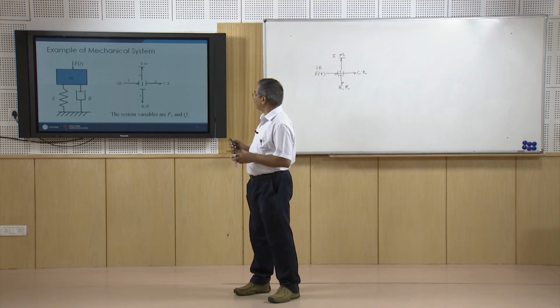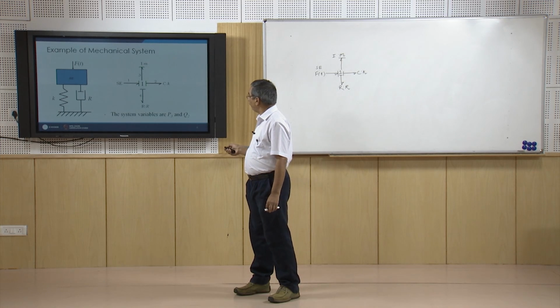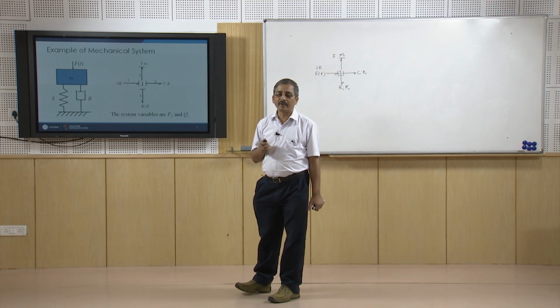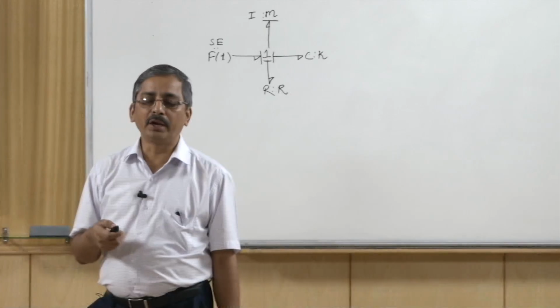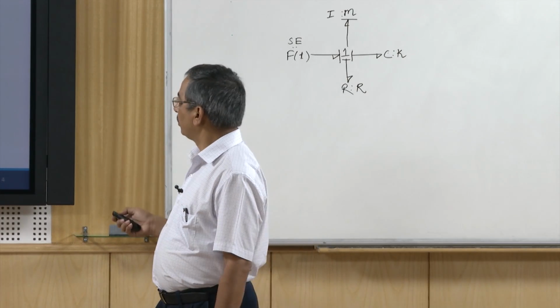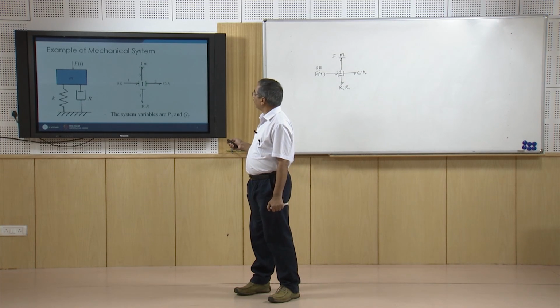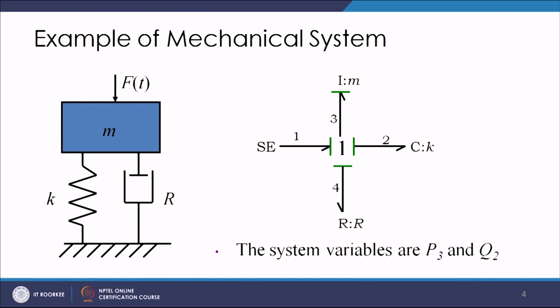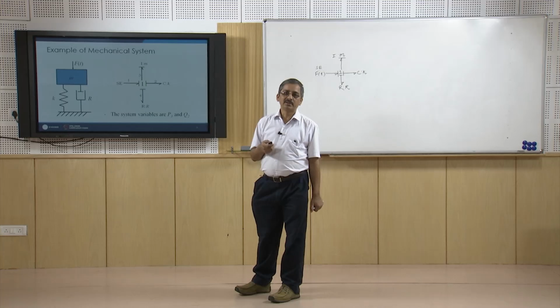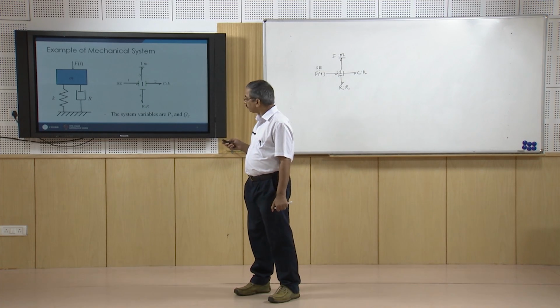Now, after creation of the bond graph, we have to identify the system variables, that is, the variables in terms of which we are going to write the system equations. So, here for the I element the variable will be the momentum, that is P3, and for the C element the system variable will be Q2. Okay. So, this way it is the displacement of the spring and the momentum of the mass, these are going to be the two system variables in this case.